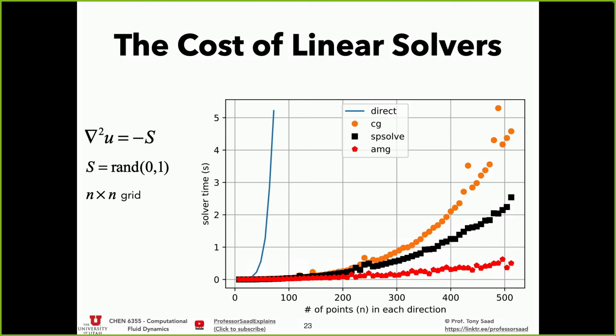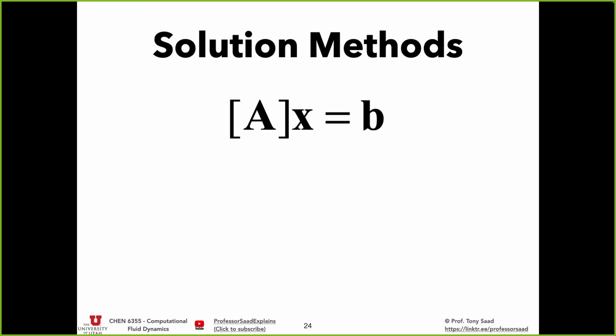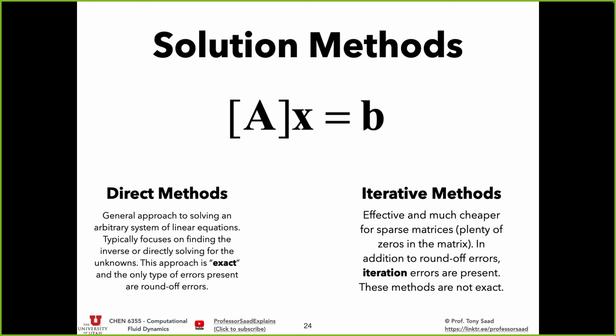So now you can visually say that the time complexity of this algorithm is better, superior to this one, to that one, and to that one. There are 2 general solution methods for linear systems of equations, and we generally distinguish between direct methods and iterative methods. Direct methods are the most robust methods. They will solve any system of equations, whether it's sparse or dense, tridiagonal, pentadiagonal, whatever you throw at it. They are very robust.